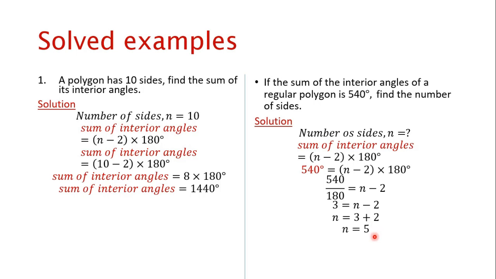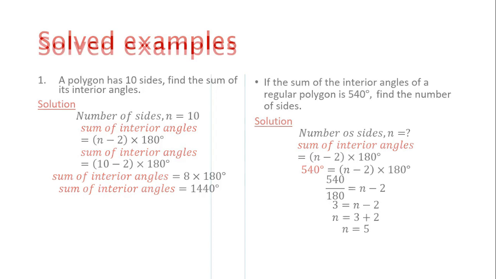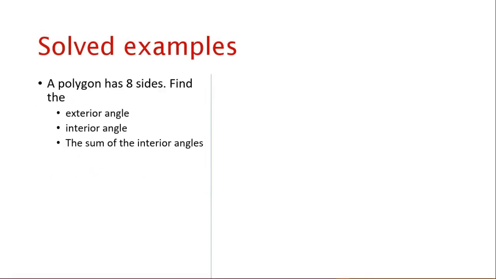That gives us 5. So the number of sides of this regular polygon, where the sum of interior angles is 540, is 5. And we know what polygon it is. Yes, a pentagon. Let's solve another example.